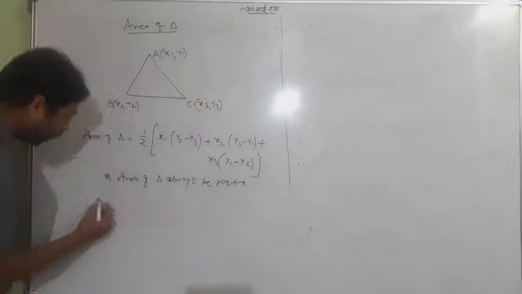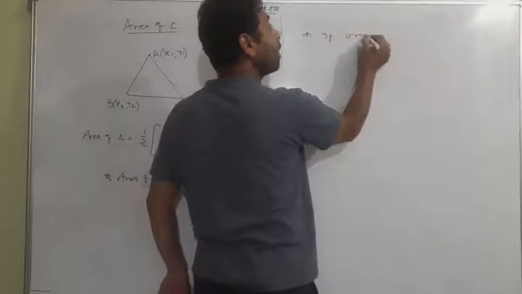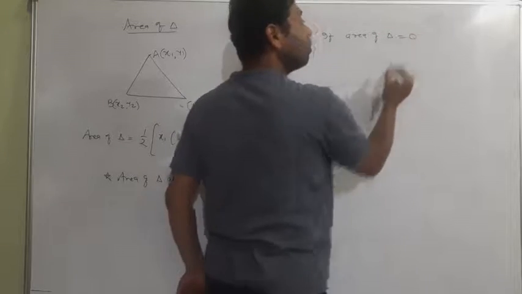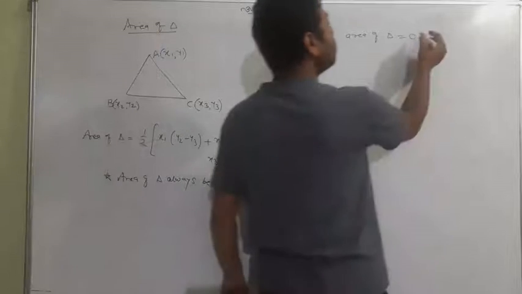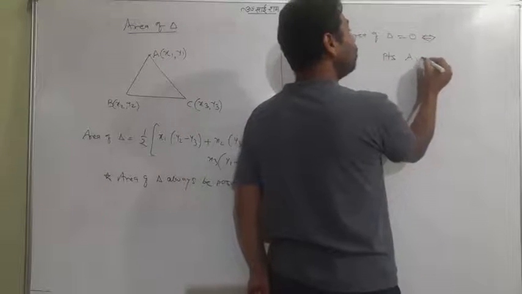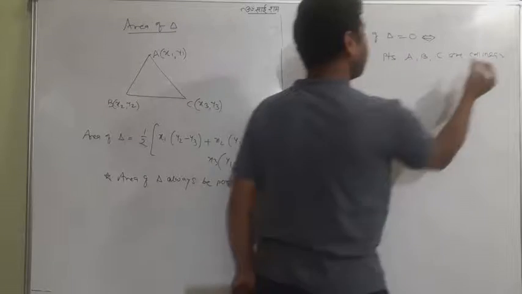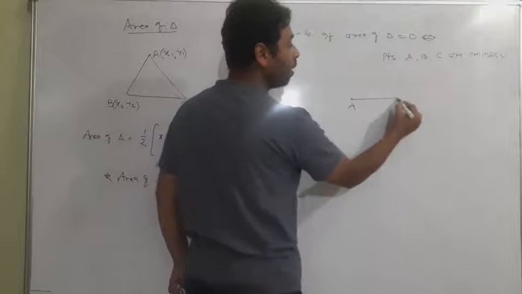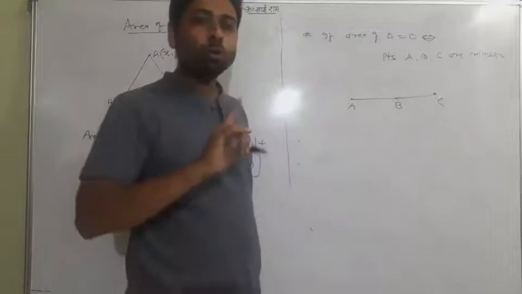Okay. And one more thing which I want to express here: suppose the area of the triangle is going to be 0. What does it represent? Very important, this represents that points A, B, C are collinear points. One should understand that when points A, B and C are like that, there will be no triangle.